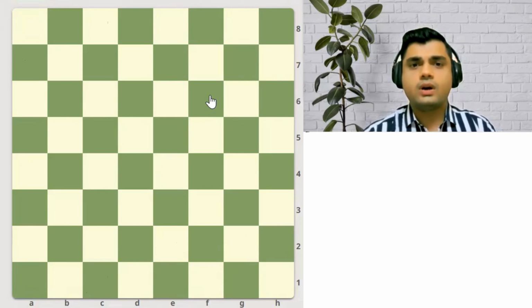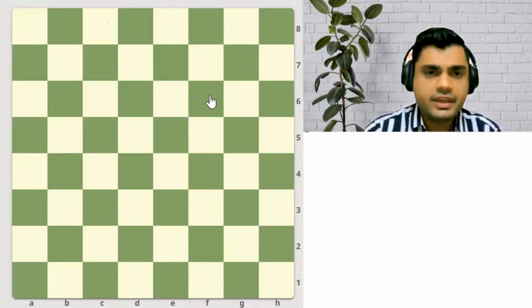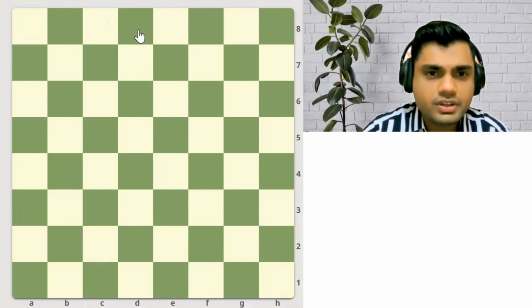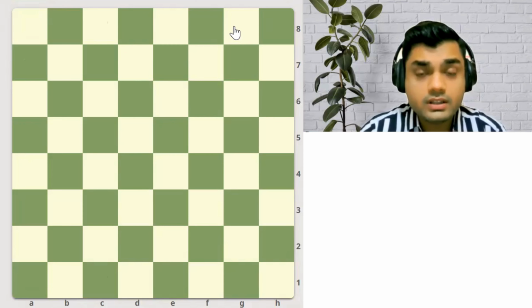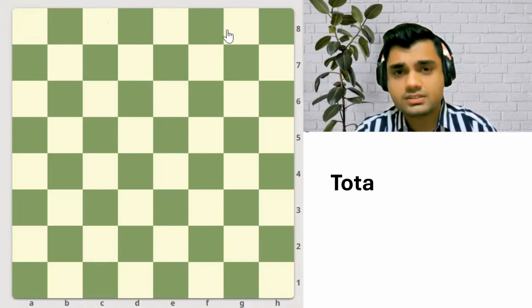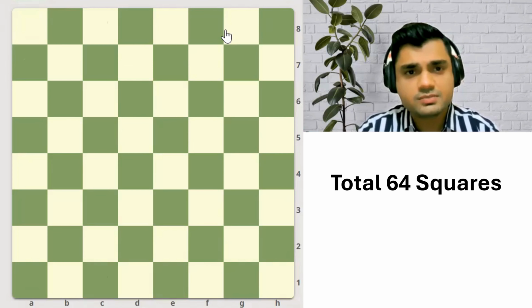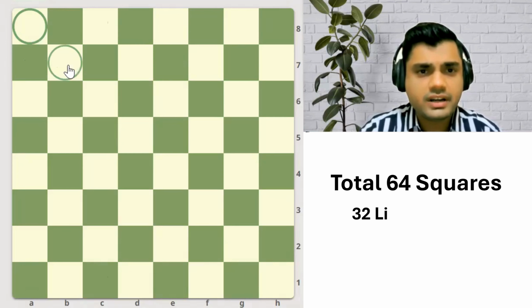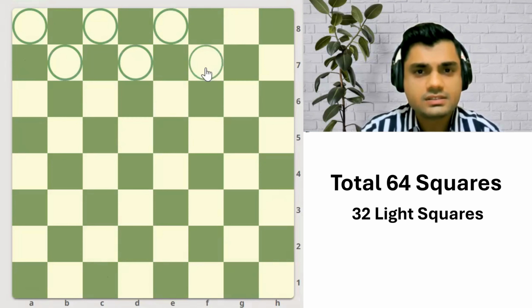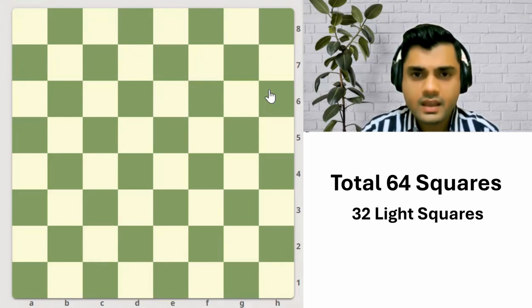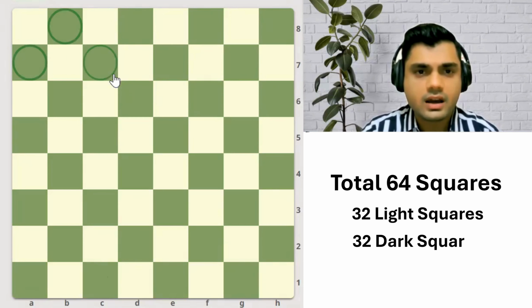Now this is how a chessboard looks like. Can you see these teeny tiny squares over here? There are total 64 such squares. So there are total 64 squares on the chessboard, out of which 32 are light squares and 32 are dark squares.